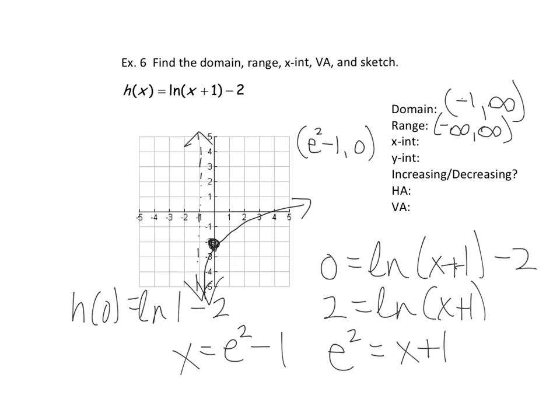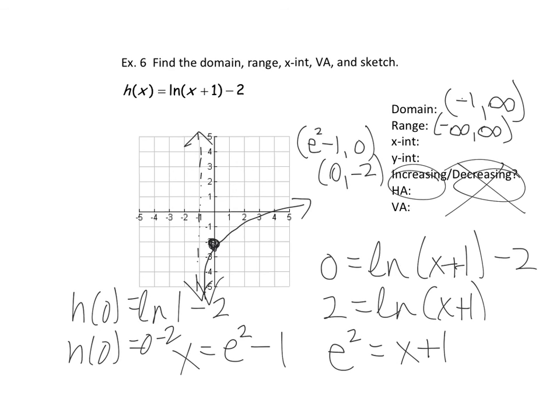e to what power gives us 1? We know that equals 0. So that whole term goes to 0. So we have 0 minus 2, which just equals negative 2. So our y-intercept is 0, negative 2. Decreasing, or no, I'm sorry, increasing. When would it be decreasing? If we had a negative out here, that means you flip the outputs, a reflection about the x-axis. But we don't have that here.